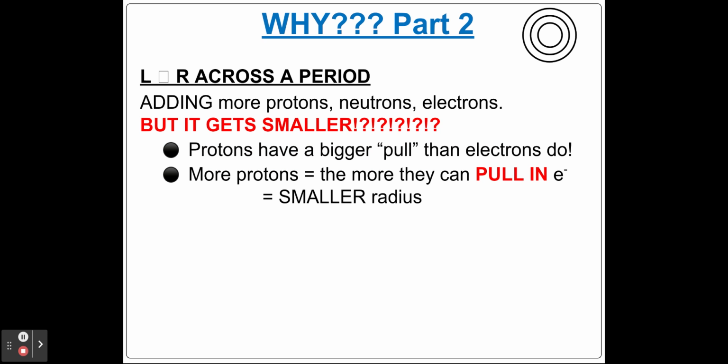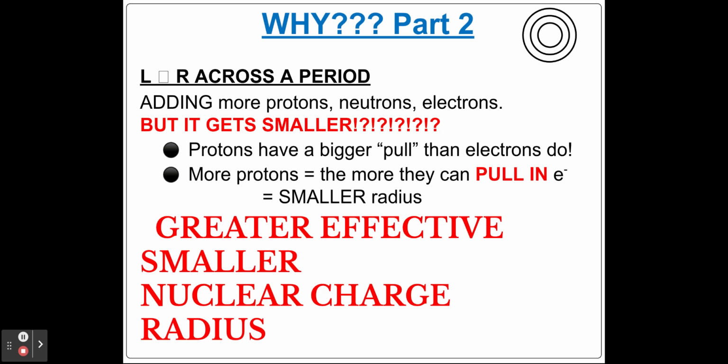So the protons have a bigger pull than the electrons do. Adding more protons means that the more they can pull electrons, and therefore the smaller the radius. So this means that you have a greater effective nuclear charge. So here, greater effective nuclear charge means you're going to have a smaller radius.